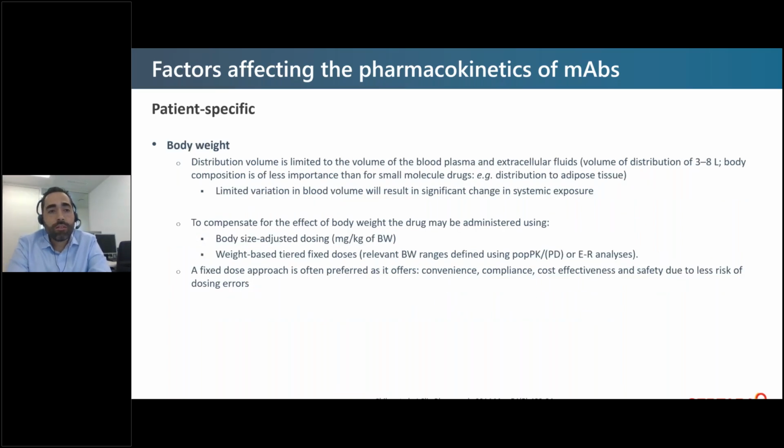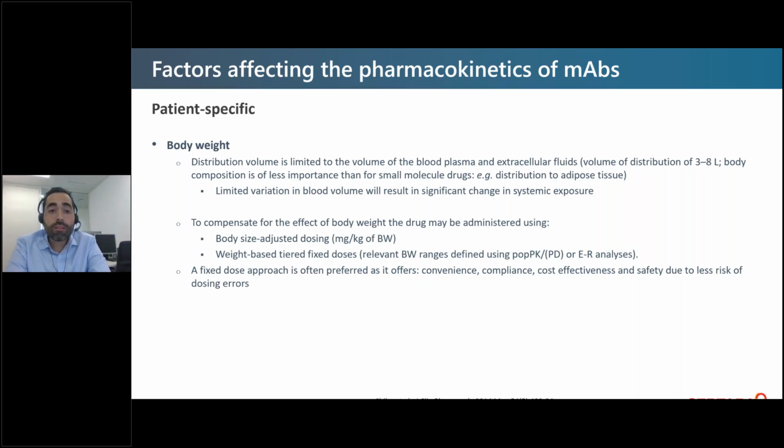For the factors related to the patients, the most important one is the body weight. We saw previously that the distribution volume is limited to the plasma and extracellular fluids, and the value of the volume of distribution is relatively low. So if you observe a limited variation in blood volume, this will result in a significant change in systemic exposure, and this may translate into clinically meaningful differences between subjects.